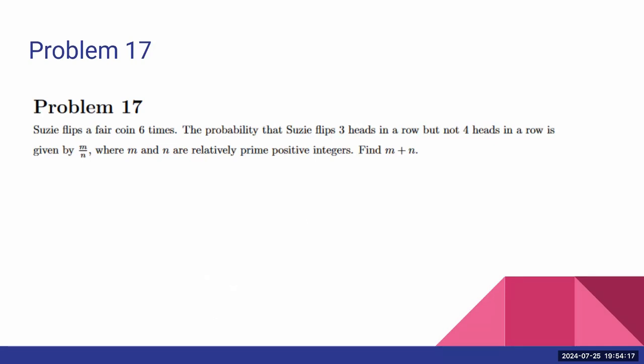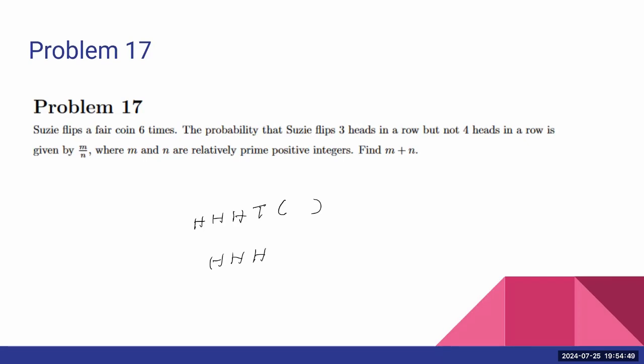So here's the thing. We have to do casework on where the heads are, because it really depends. For example, if we have heads on the edge here, then the next one has to be tails, because we're going for exactly 3. And then, however, these two can be anything they want. But let's say we have heads in the middle.